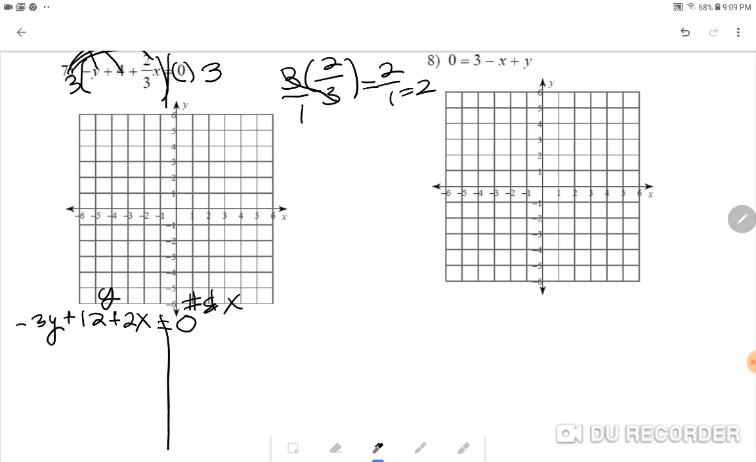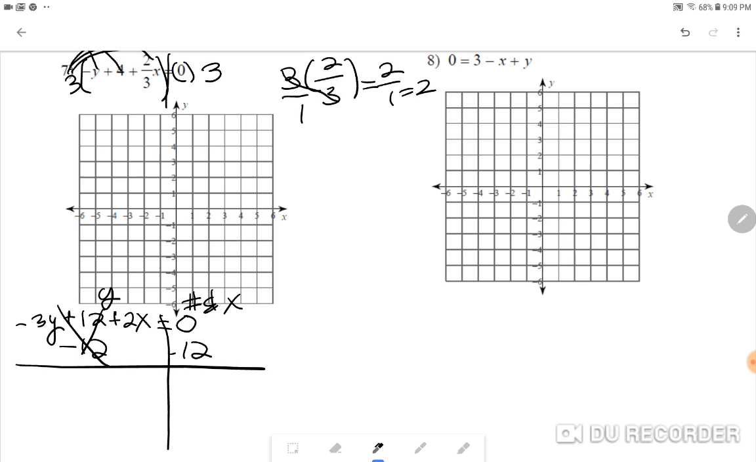Now, on the left side, 12 doesn't have a y, so get rid of it. So I'm going to do minus 12. What you do to one side, you must do to the other. Now, that will cause 12 to cancel.